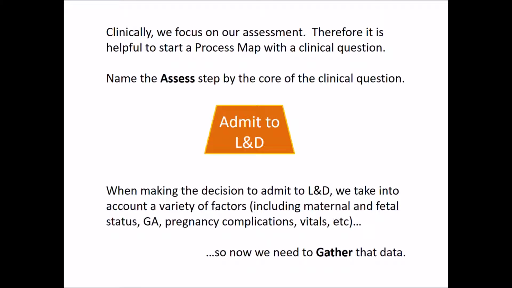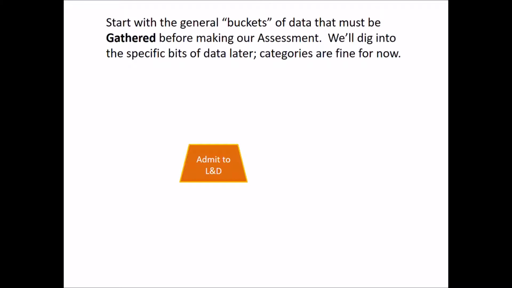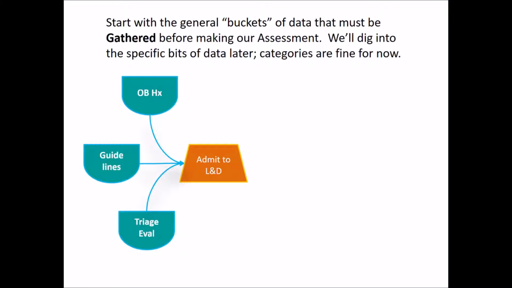So we need to gather all that data. Now, there are many different pieces of data that need to be gathered in order for us to make our central assessment. But we'll dig into those specific pieces later. For now, let's just organize them into general buckets or categories of data. We need things like OB history, the triage evaluation, and then guidelines that tell us when to admit and when to discharge.